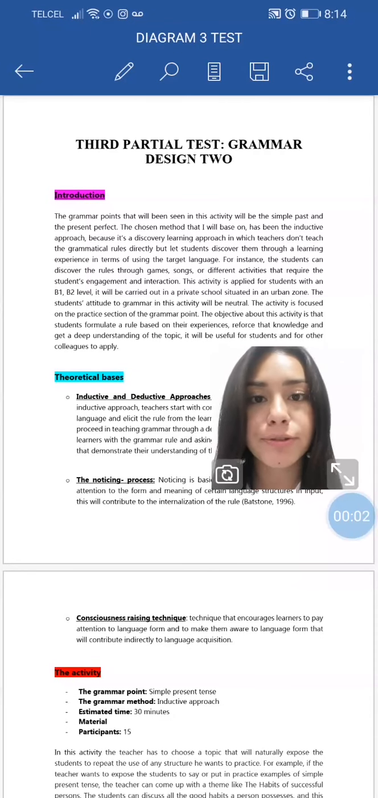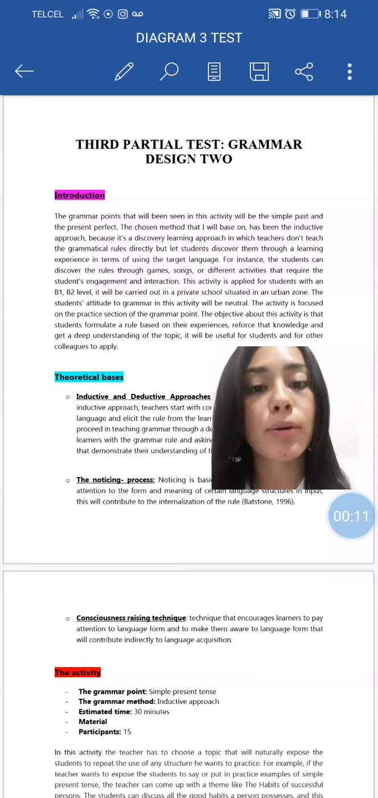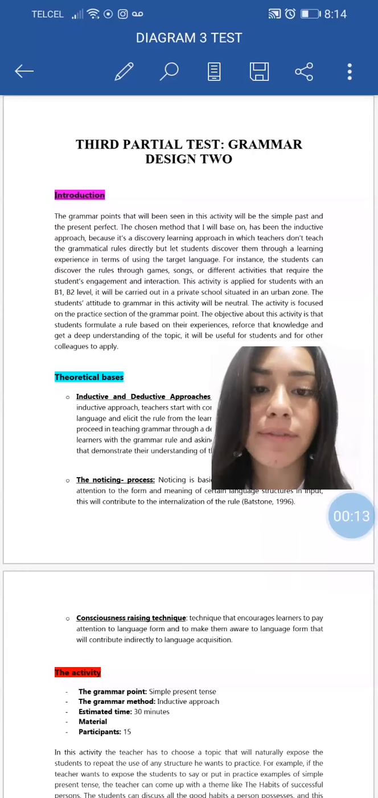Hello, I'm going to introduce my grammar design. The grammar point that is going to be reviewed in this activity will be the simple present tense. And the grammar method that I'm going to base it on is going to be the inductive approach.